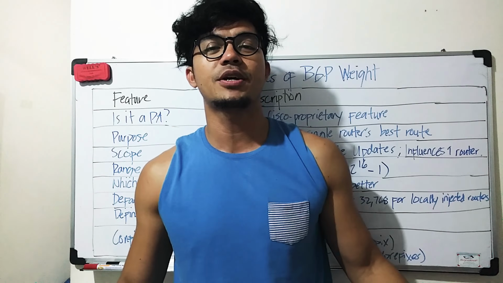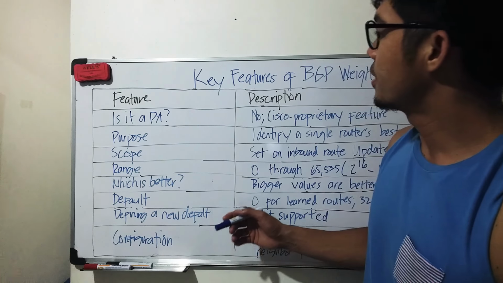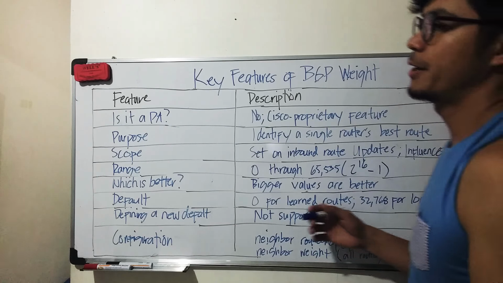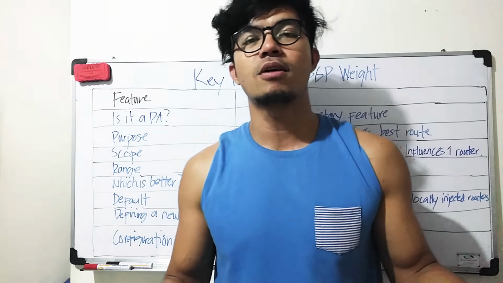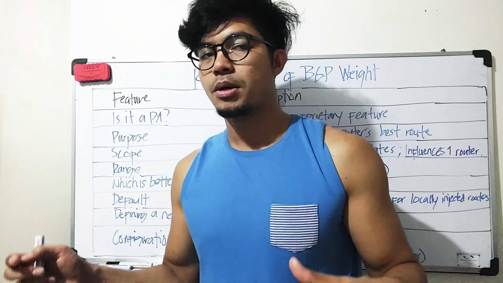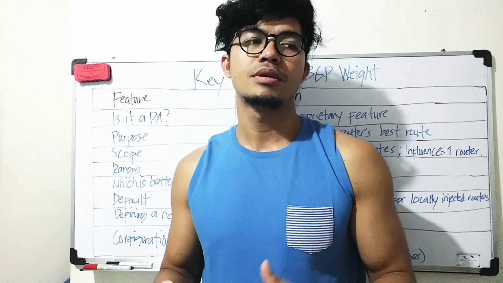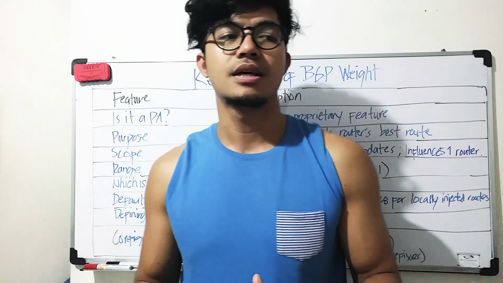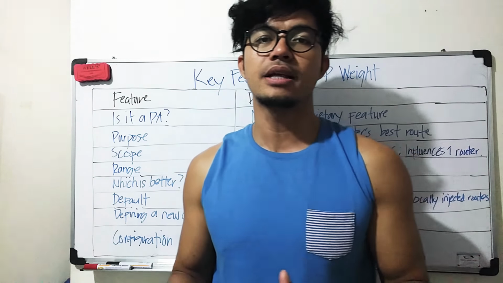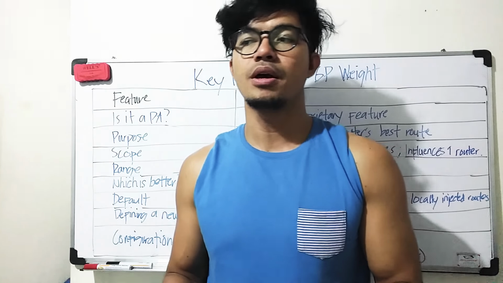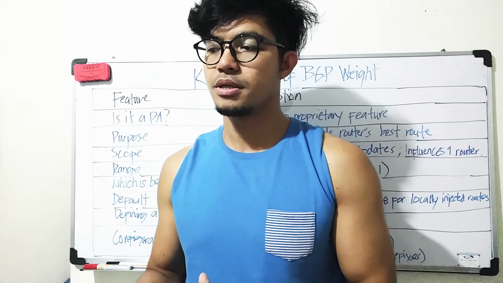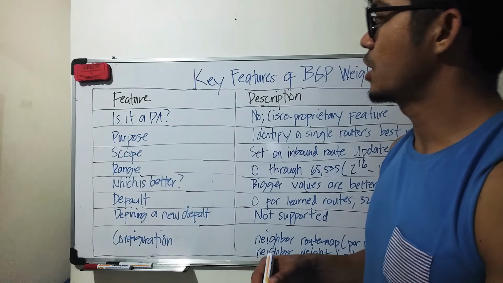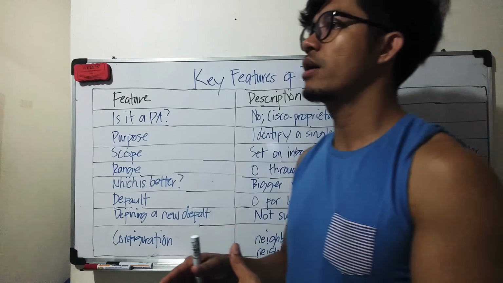In this video, I'm going to talk about key features of BGP weight. In the last video, I talked about the BGP decision process and a mnemonic that you can use to remember the BGP path attributes, and it was N WLLA OMNI.